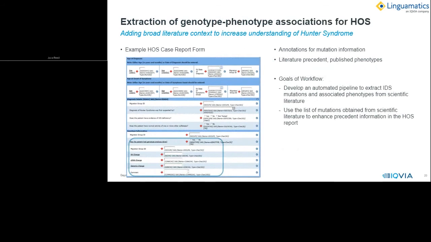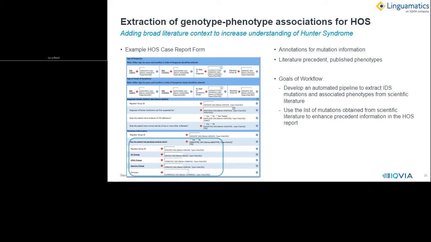So critically, where does natural language processing fit in? As part of the many different reports within this registry, natural language processing enables adding broad literature context to increase the understanding of Hunter syndrome. If you look at this example case report form, you can see on the bottom right, there's a series of boxes around mutation type information and phenotypes. And what we can provide with natural language processing is better annotation for that mutation, and any information on literature or published phenotypes.